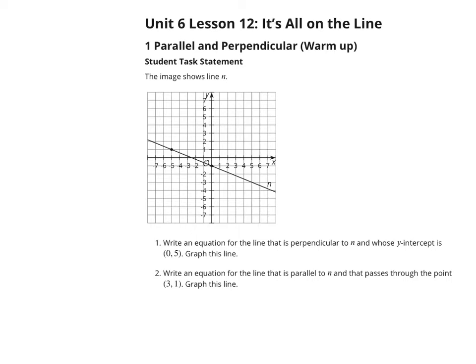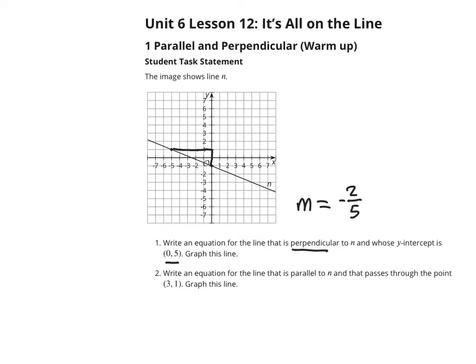Number 1, write an equation for the line that is perpendicular to line N, whose y-intercept is 0, 5. Okay, so first we want perpendicular. Let's figure out the slope of N. I'm just going to take those points I see there and count. So I have a rise of 2, a run of 1, 2, 3, 4, 5. Rise over run, and that was negative.